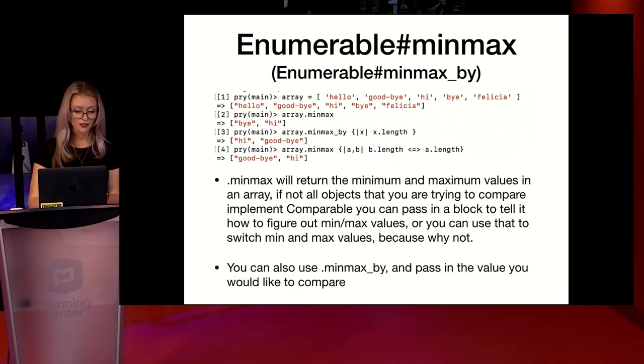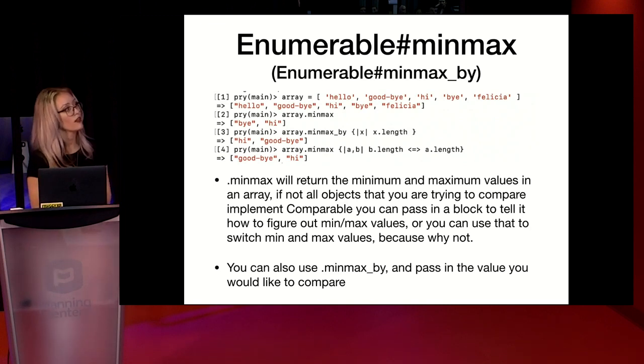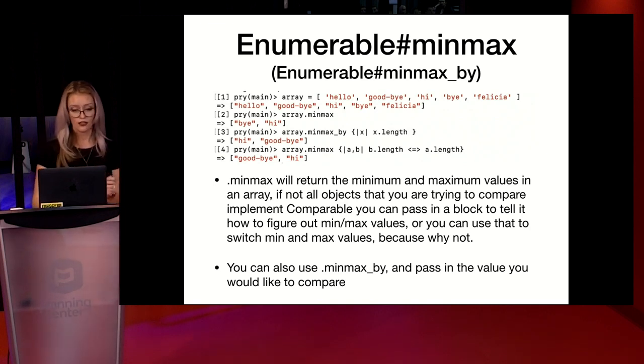Or you can use min-max by and pass the value you would like to compare, and it just does that for you straight away. So if we look at the example, I have an array of strings, and if I just call min-max, nothing else, it compares them alphabetically. So by is my min and high is my max. But if I wanted to compare them by length instead of alphabetically, I can just do array min-max by, pass it in length, and then I get high as my min and goodbye as my max.